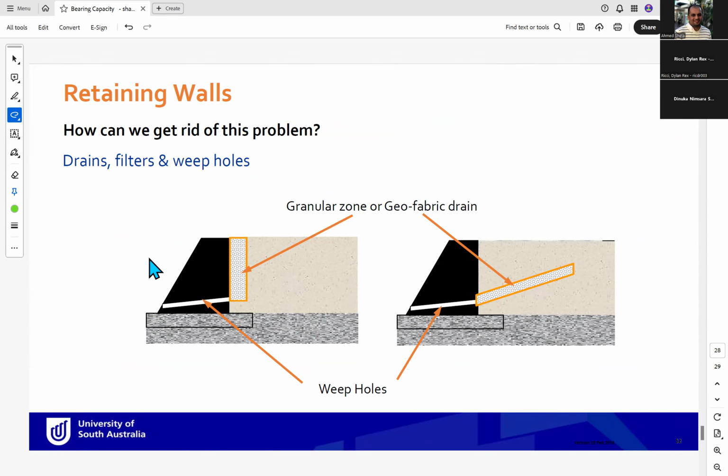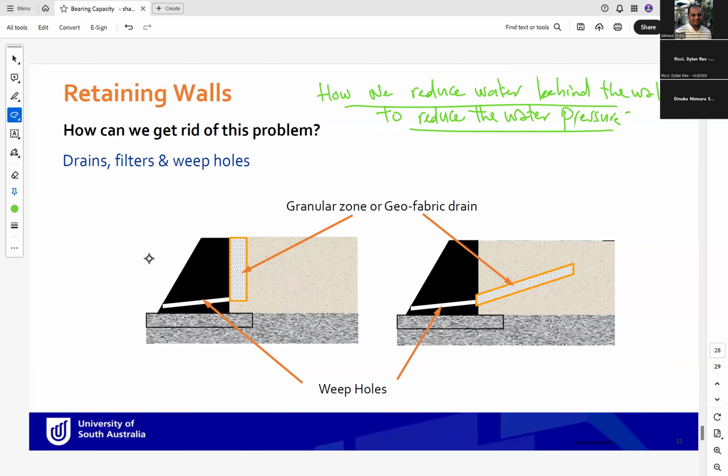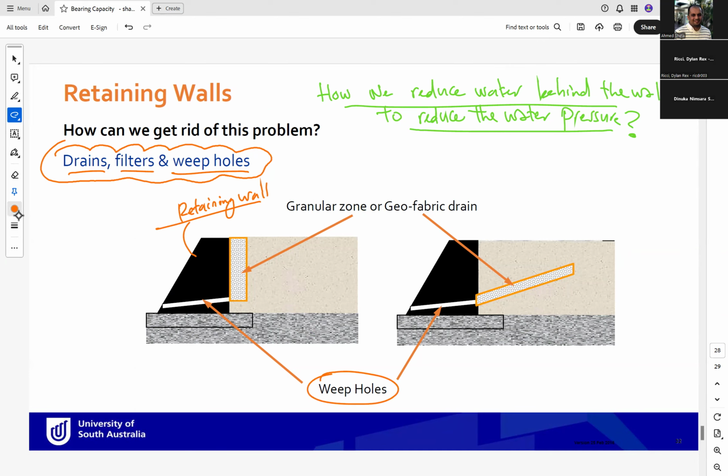And finally, how do we reduce water behind the wall? To reduce the water pressure, there is a system of drains, filters, and weep holes. So, for example, if you can see here, this is our retaining wall. They create some weep holes in the wall itself. And then just behind the wall, they make a drainage system from a granular zone or geofabric drain.